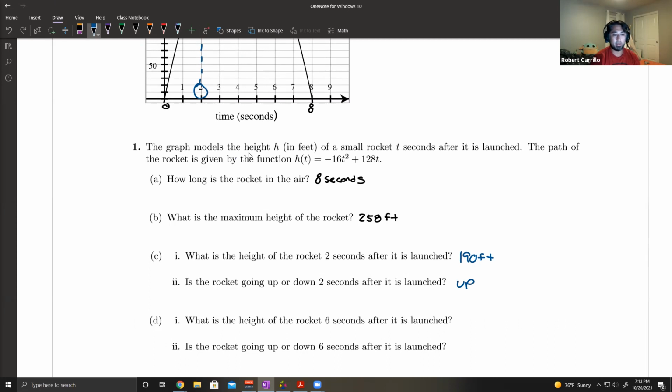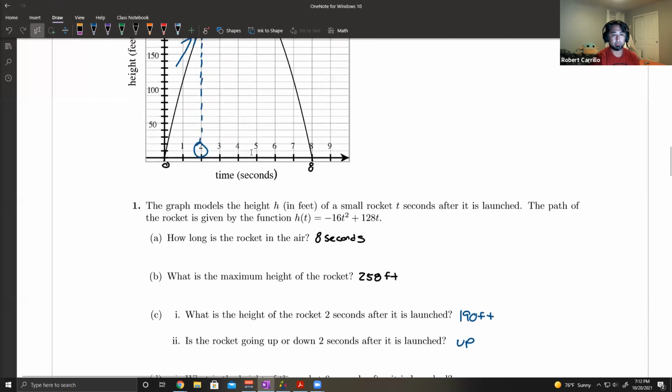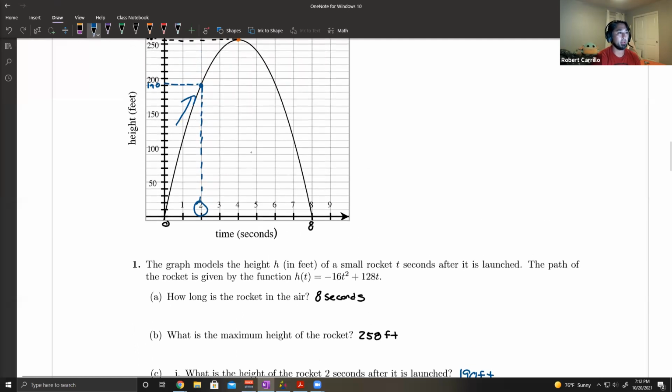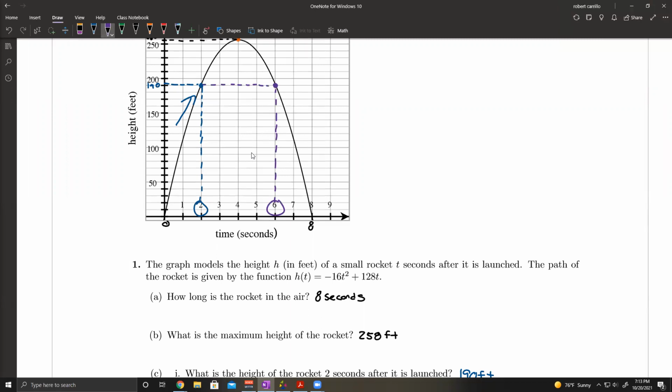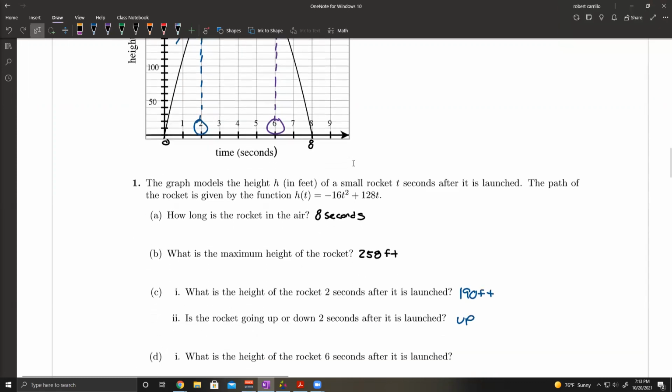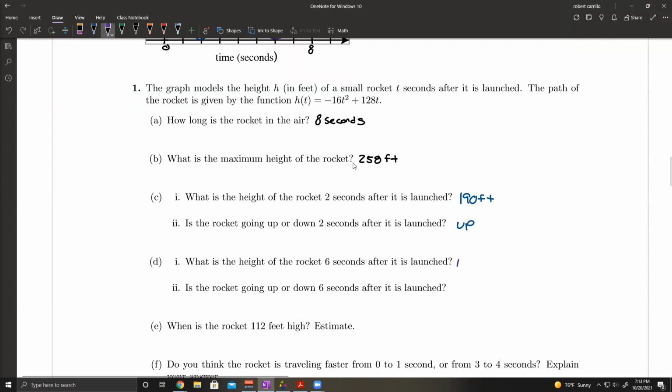Okay. And then D, what is the height of the rocket 6 seconds after it is launched? Same thing here. Find 6 seconds, go up, and let's get that y value there. At 6 seconds, it's also at how many feet? 190. But this time the rocket is going down. So 190 and down.